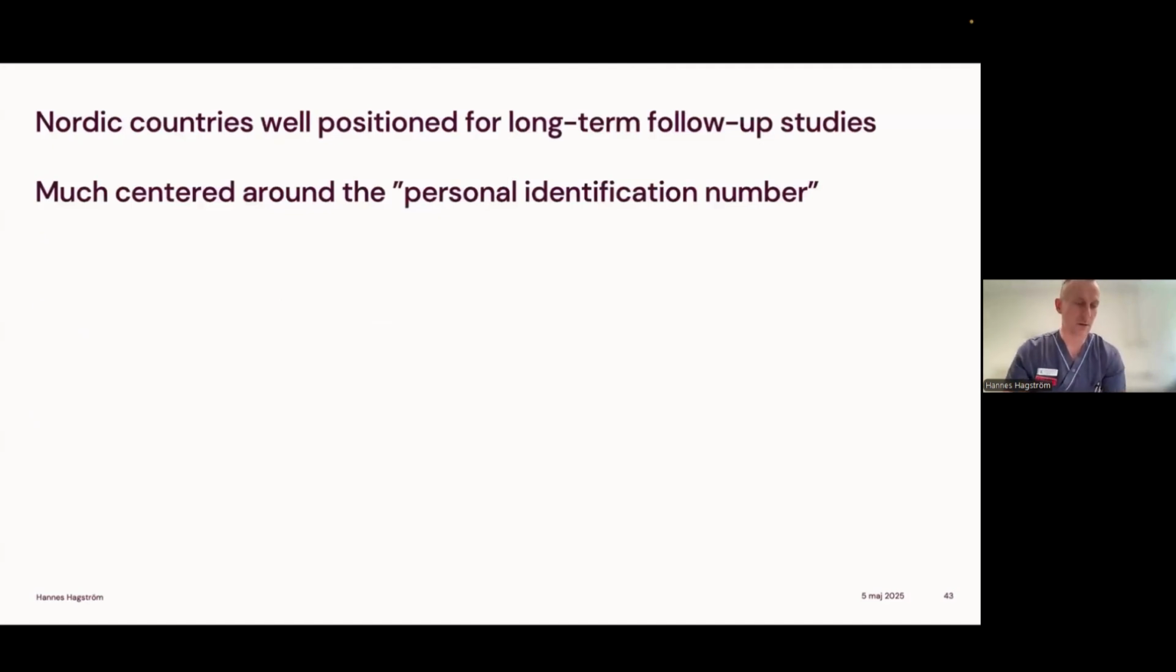Being in the Nordic countries is probably a good thing if you want to do this, because we have quite a big potential for doing long-term follow-up studies, and much is centered around what we call the personal identification number. So this will be a little bit of an insight into how we do research here.